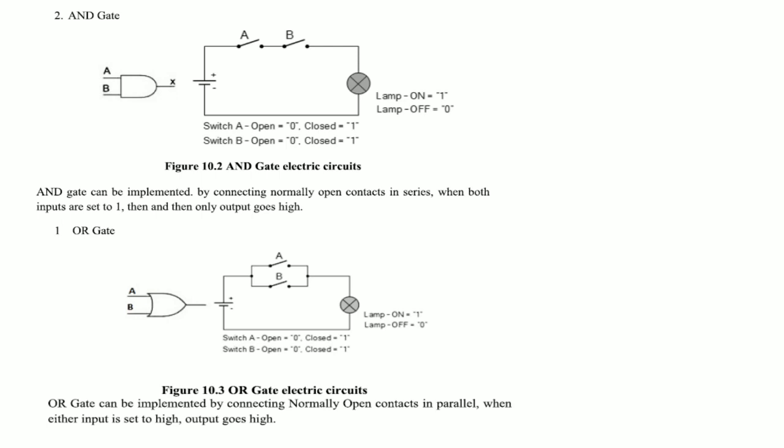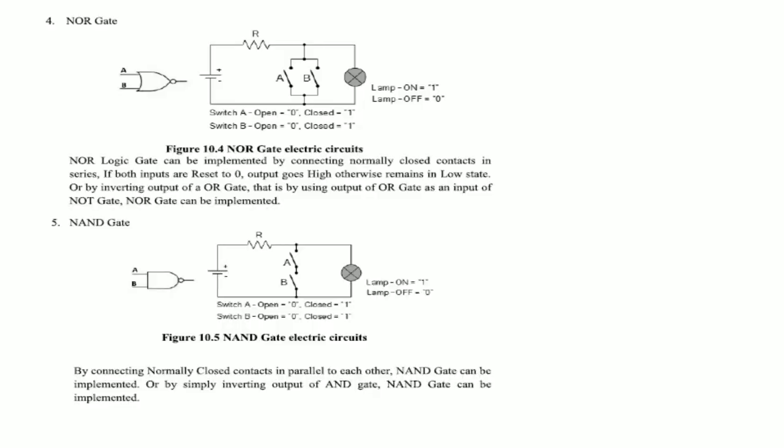AND gate can be implemented by connecting normally open contacts in series. When both the inputs are set, only then is the output high. OR gate can be implemented by connecting normally open contacts in parallel. When either input is set to high, the output goes high.